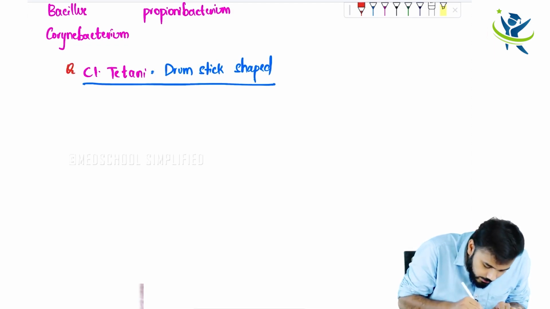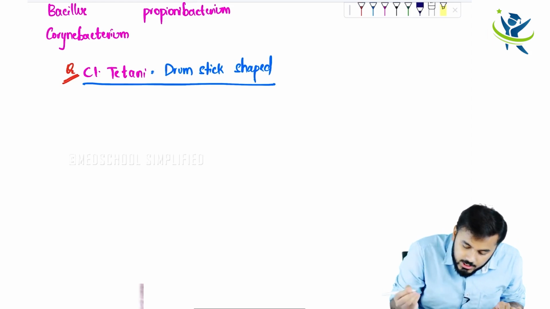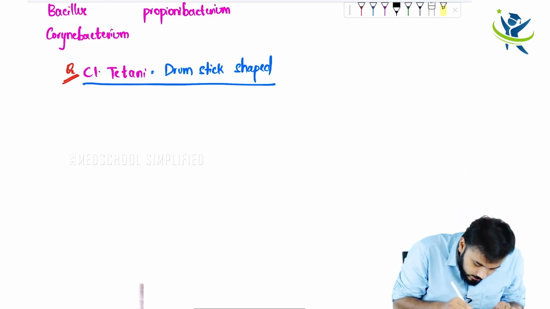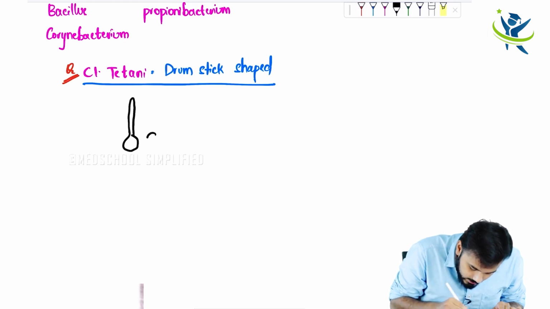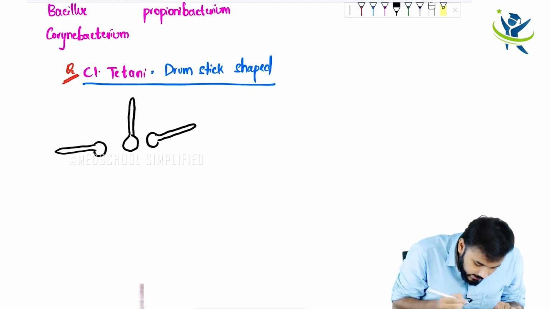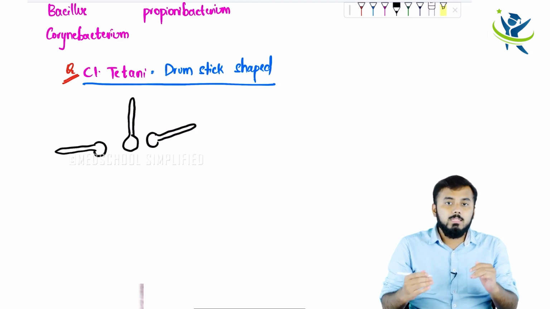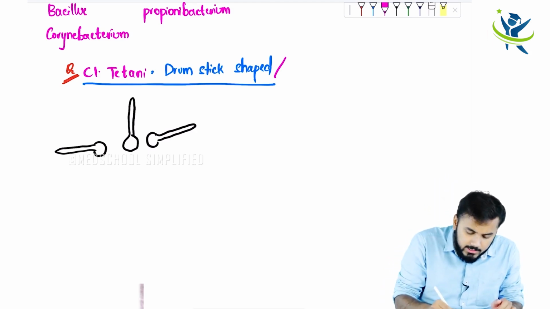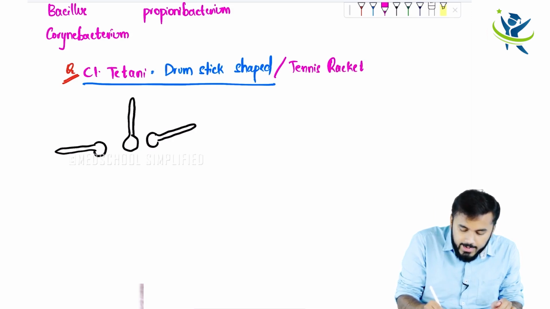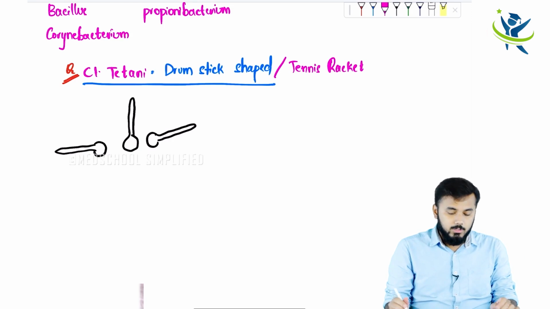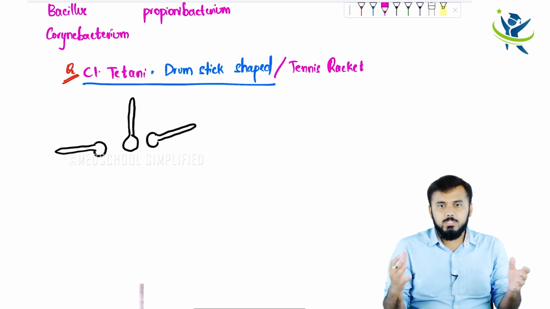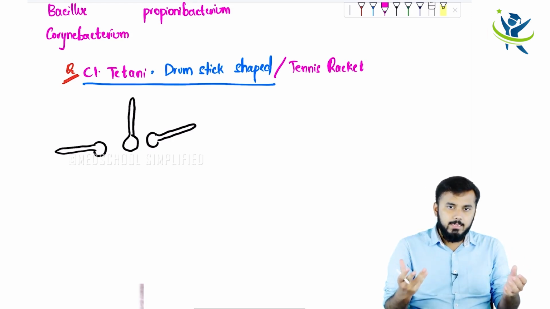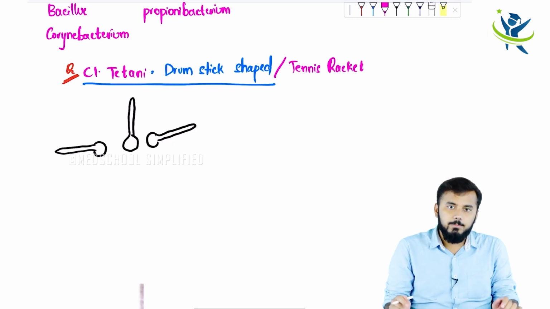What do I mean by drumstick shaped bacteria? This would be an MCQ, very important. This is how the bacteria looks. The bacteria which I am drawing here is in the form of a drumstick, or a tennis racket. I can also call it tennis racket shaped. So tennis racket shaped, drumstick shaped, rod shaped bacteria, everything is this Clostridium tetani, right?